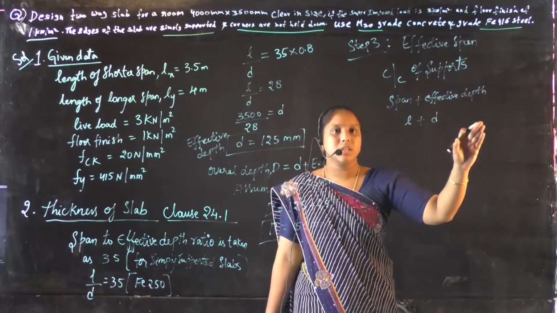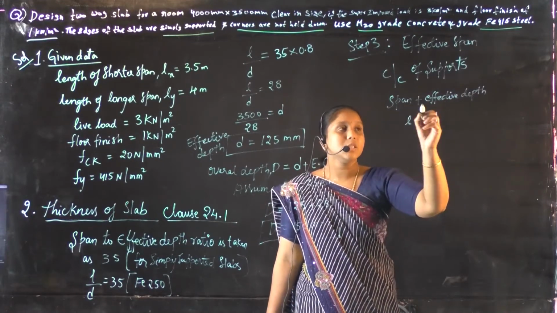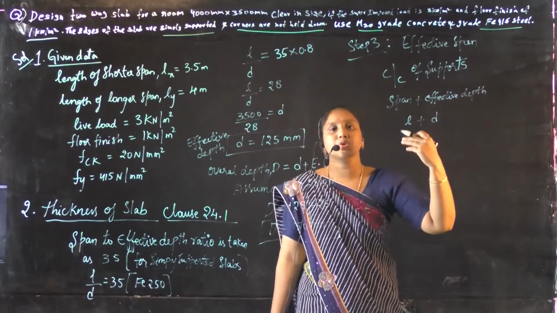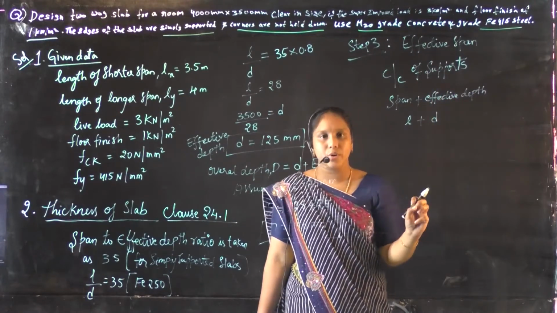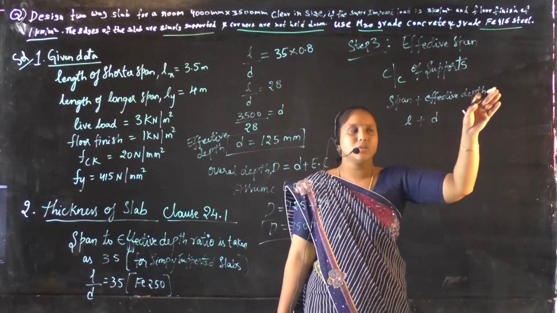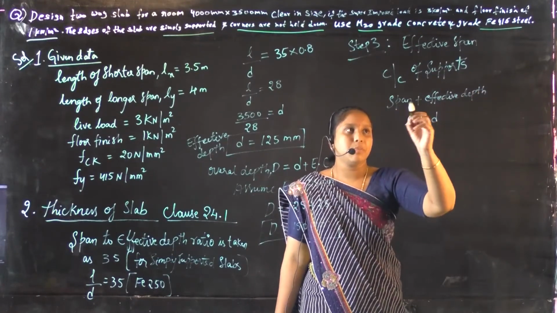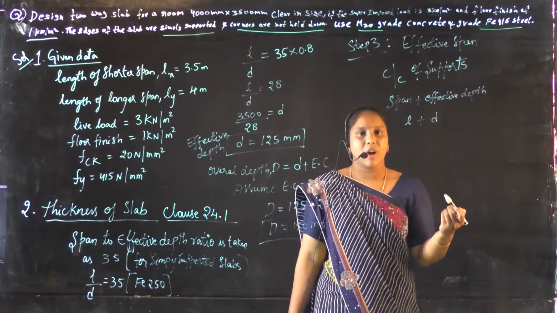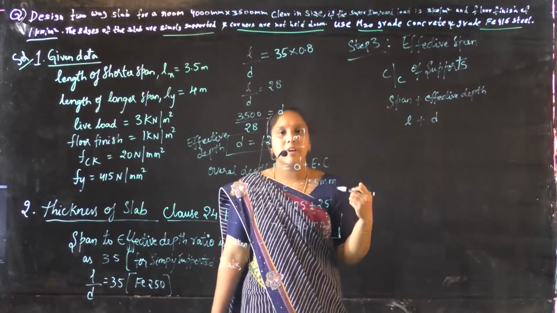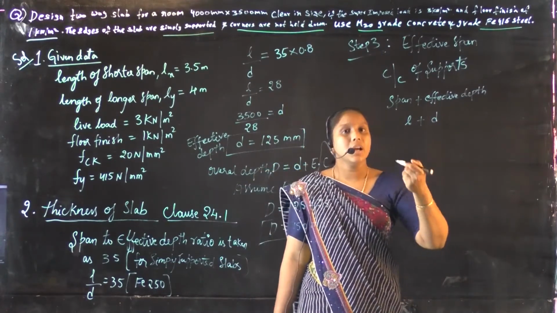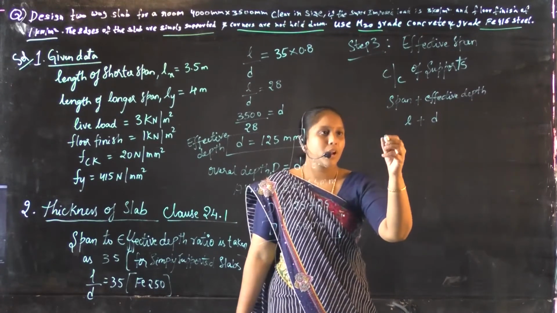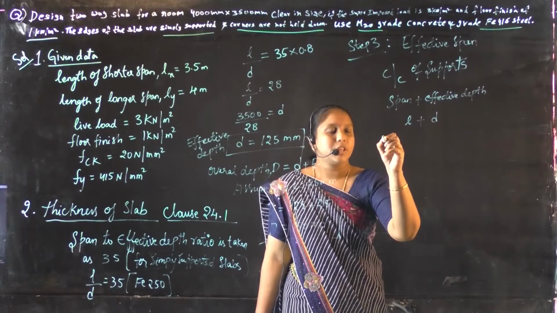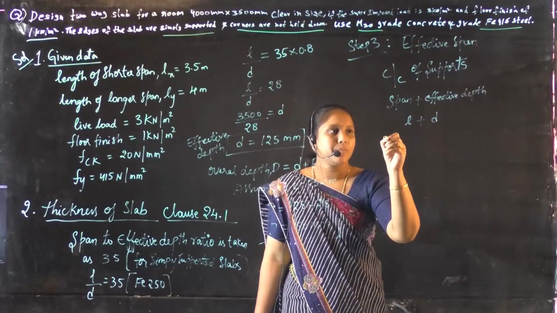So here I am considering this particular span plus effective depth. So usually what we do, out of these two, which one is the least? That particular least value we are going to consider, as here the support width is not given. So I am going to consider the span plus the effective depth value. So here we have to find out for the longer span as well as for the shorter span. So first let us calculate for the shorter span, that is Lx.